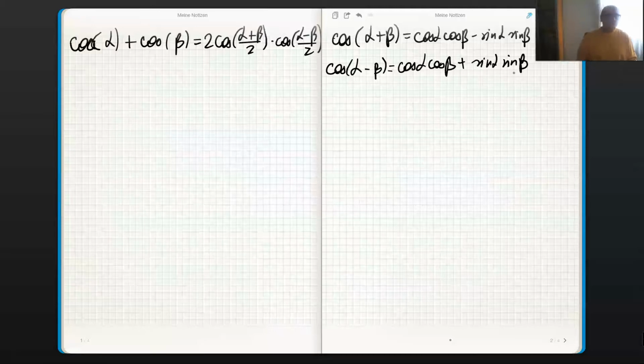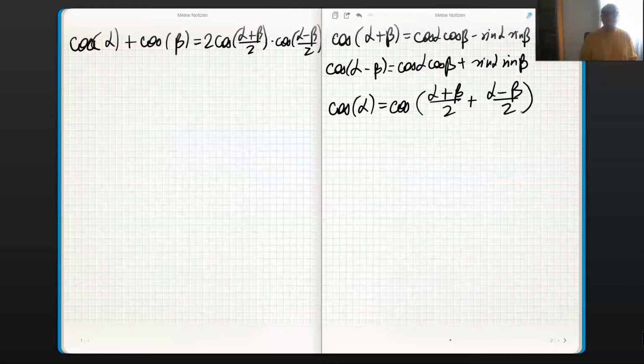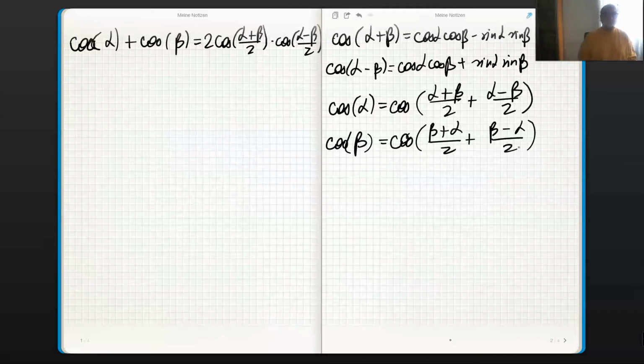What we're trying to do now is rewrite cosine of alpha as cosine of, now look, alpha plus beta divided by 2 plus alpha minus beta divided by 2. That's nice, isn't it? And we do the same for the cosine of beta, which is cosine of beta plus alpha divided by 2 plus beta minus alpha divided by 2, right? So let us consider those two, let us expand them and see maybe we can add them.